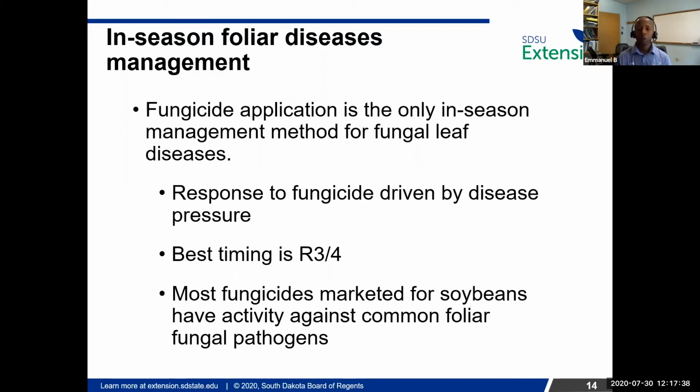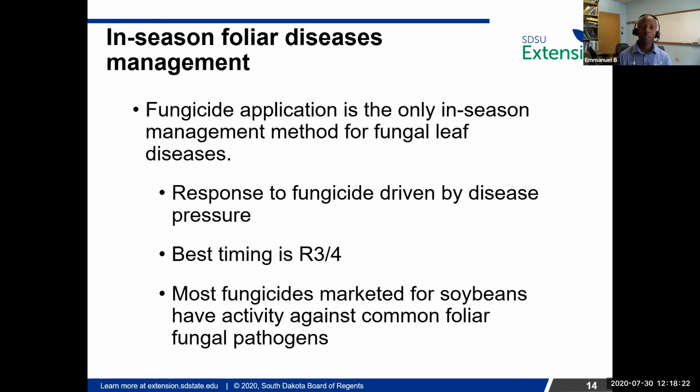And so that's why a later fungicide application for controlling foliar diseases is going to be more effective. The exception being white mold. If you're controlling white mold, then your best timing is going to be at R1. When it comes to the efficacy of fungicides controlling brown spot, Cercospora, downy mildew, Frogeye Leaf Spot, they are pretty good. So they are rated between good and very good against most of the foliar diseases. Again, the only exception is white mold, where there are specific active ingredients you want to be thinking of.